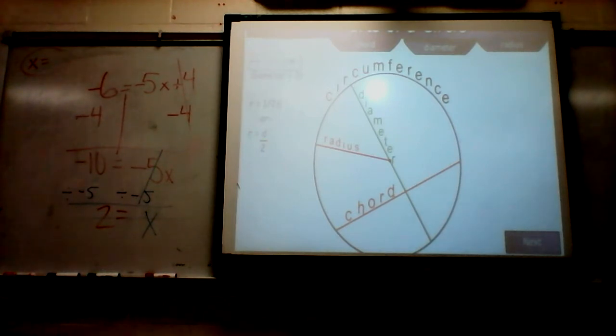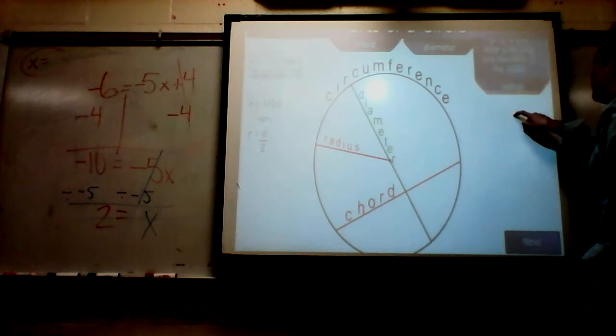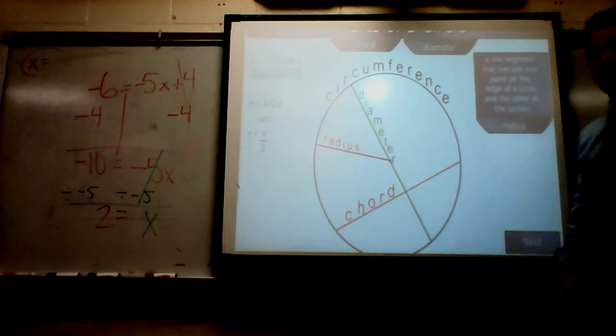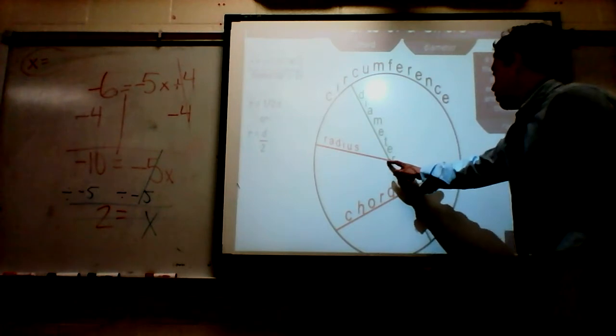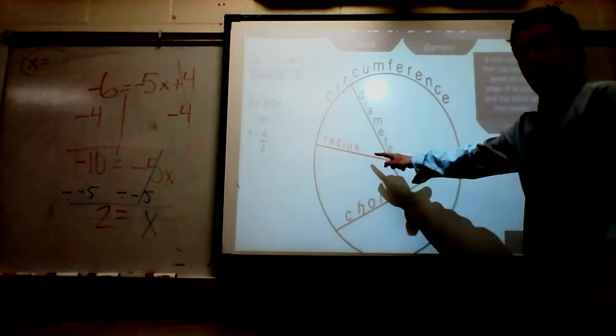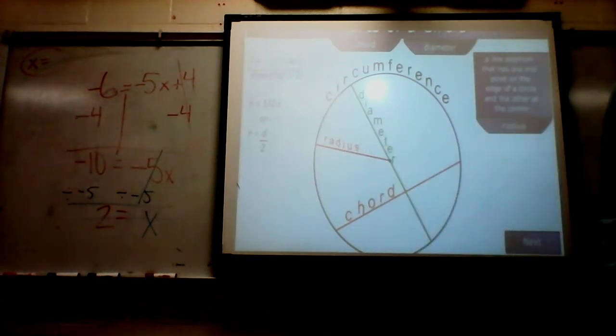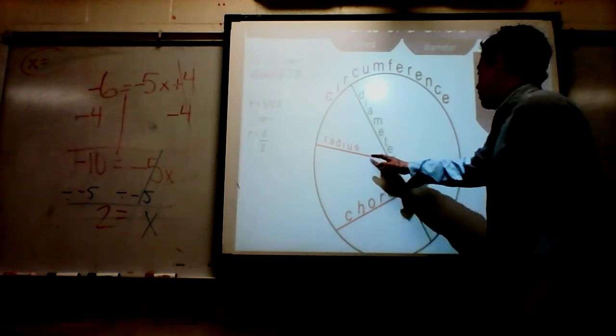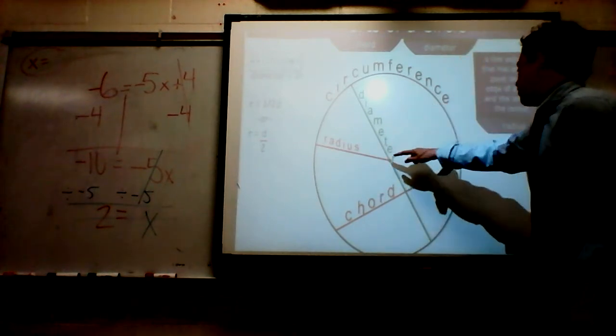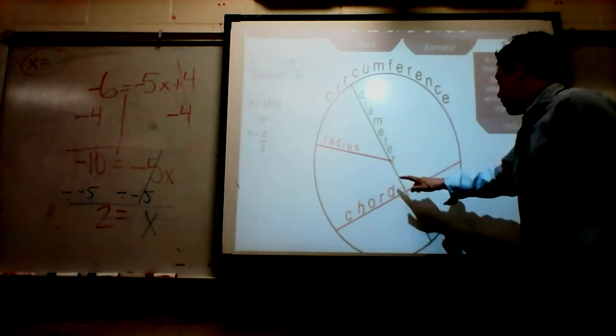Circles have some other parts we're going to look at. The first is a radius. Draw the example on your guided note sheet. A circle has a lot of different radii. This is a radius. This is a radius.